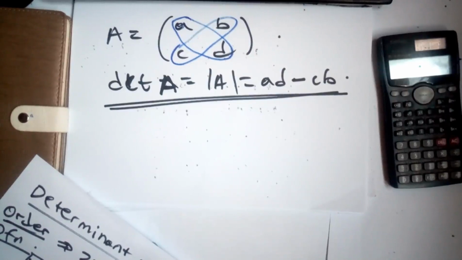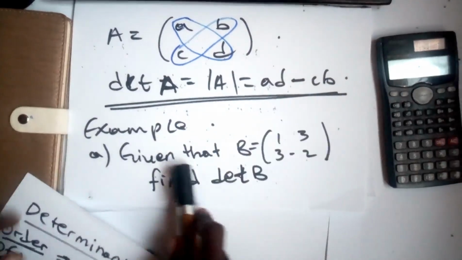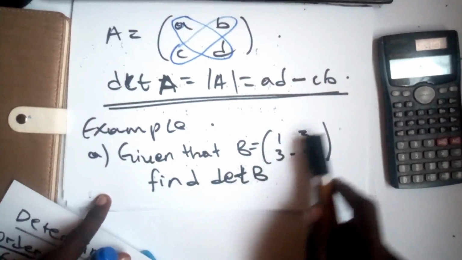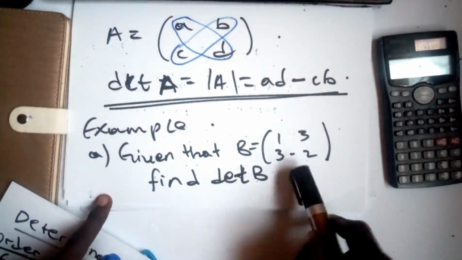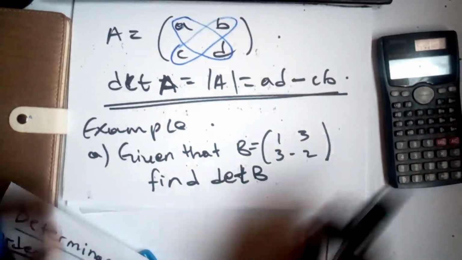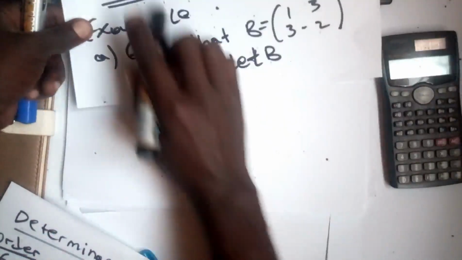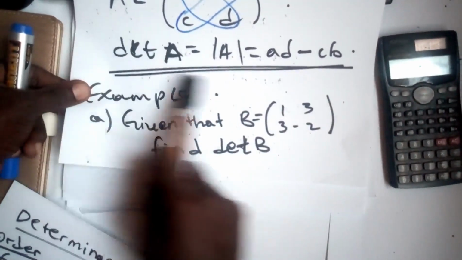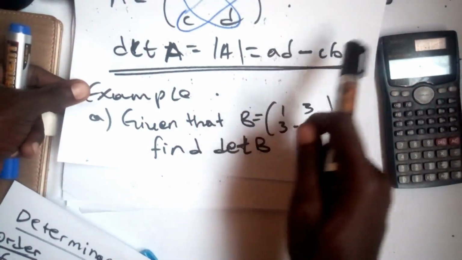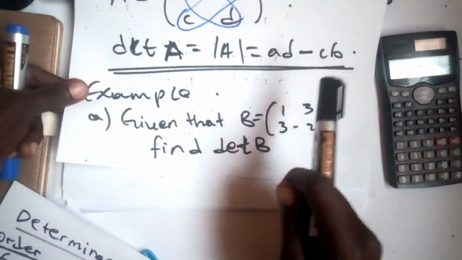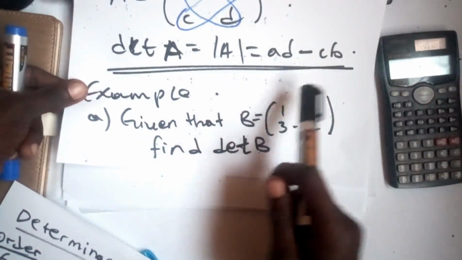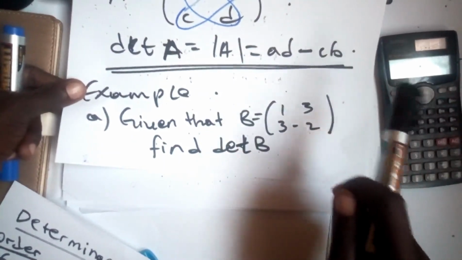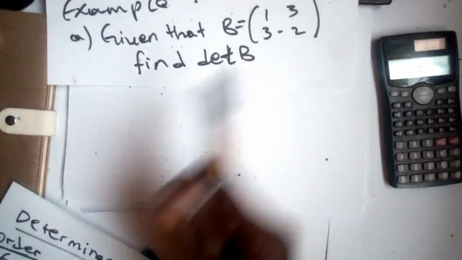Let's have a very simple example so that we can understand what we are talking about here. Given that B is equal to the matrix 1, 3, 3, negative 2, find the determinant of B. To get the determinant of B, we have just said from the definition above that the determinant is the difference between the product of the terms in the leading diagonal minus the product of the terms in the minor diagonal. So that's what we are going to look at.